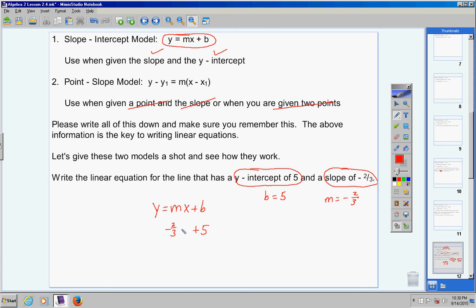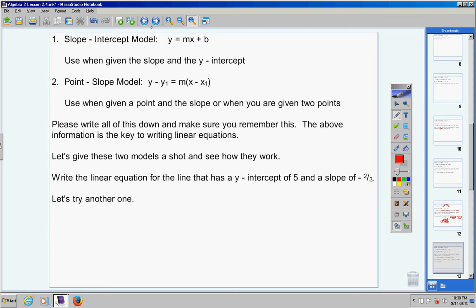Of course, you want to have an x and you want to have a y because you're writing a linear equation, and you're done. I mean, guys, that's just pretty simple. Anytime I give you the y-intercept b and the slope m, use this model here and simply put a value in for m, a value in for b, and you're finished. These are pretty simple. Now let's try another one, okay?